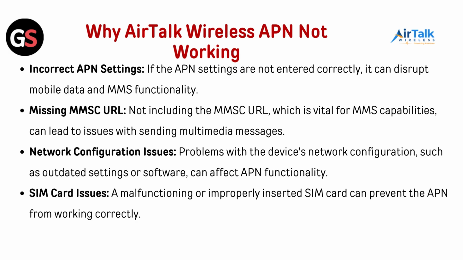Incorrect APN settings. If the APN settings are not entered correctly, it can disrupt mobile data and MMS functionality. Missing MMSC URL. Not including the MMSC URL, which is vital for MMS capabilities, can lead to issues with sending multimedia messages. Network configuration issues. Problems with the device's network configuration, such as outdated settings or software, can affect APN functionality. SIM card issues. A malfunctioning or improperly inserted SIM card can prevent the APN from working correctly.